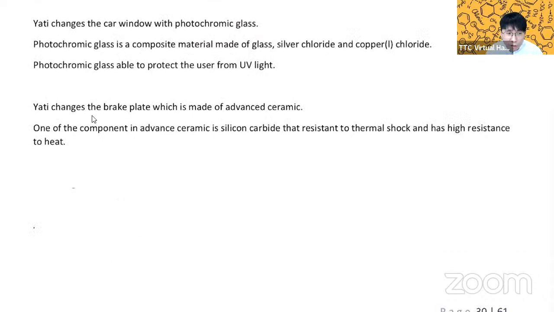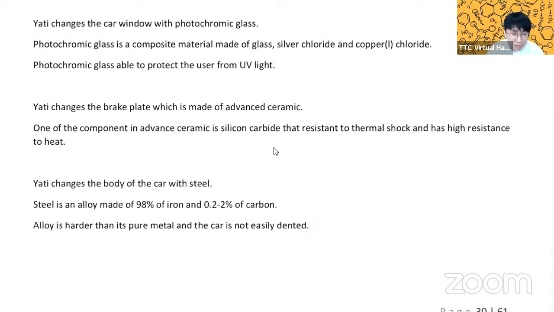Okay, so of course for here, we actually have your ceramic. And then lastly, we have what? We have your car to actually be made of steel. Okay, so from here, you have to change the body of car with steel. It's 98% iron, 0.2 to 2% of carbon. So that's why I say it doesn't really matter on the percentage, whether it is 99 or 98, because as long as it is 0.2 to 2%, it's always a steel. Okay, so alloy is harder than pure metal, and the car is not easily dented.